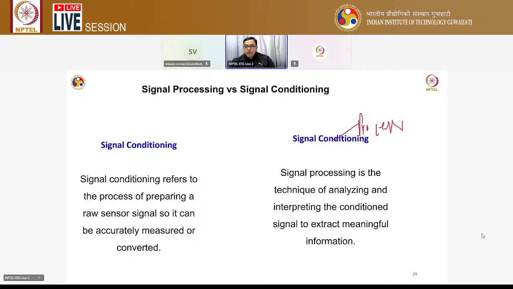All right. Signal conditioning refers to the process of preparing a raw sensor signal so it can be accurately measured or converted. So here you are dealing with the raw sensor signal and you are preparing it for accurate measurement or for accurate conversion. While signal processing is the technique of analyzing and interpreting the conditioned signal to extract meaningful information. So here it is dealing with the conversion, while there it is dealing with the extraction.